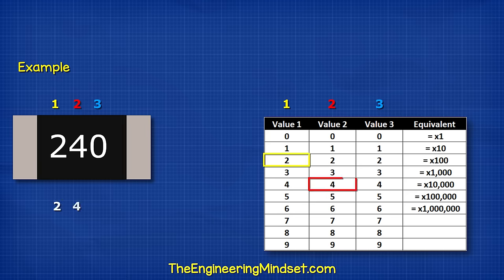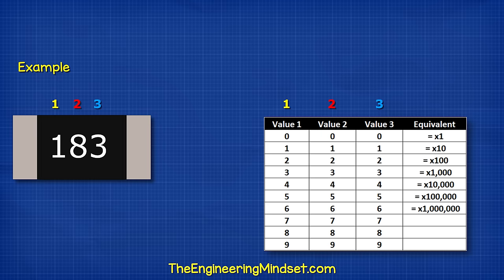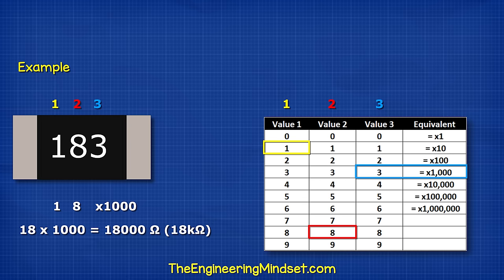The first 2 digits are 24, and we multiply this by 1. So this is just a 24 ohm resistor. This one is 101. So it is 10 multiplied by 10, making 100 ohms. This one shows 183. So it's 18 multiplied by 1000, or 18 kiloohms.